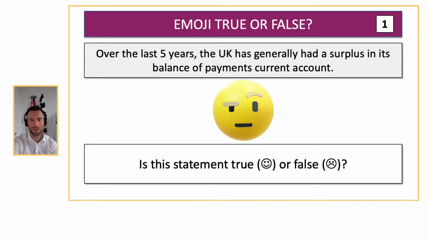Thanks very much. So we've got some true or false questions here for you to start off with. All we'd like in the chat window is a smiley face for true, or a T, or a sad face for false, or an F. So the purpose of this is just to give you some context that you could use in longer answer questions. So for the last 5 years, the UK has generally had a surplus in its current account of the balance of payments. Is that true or is that false?